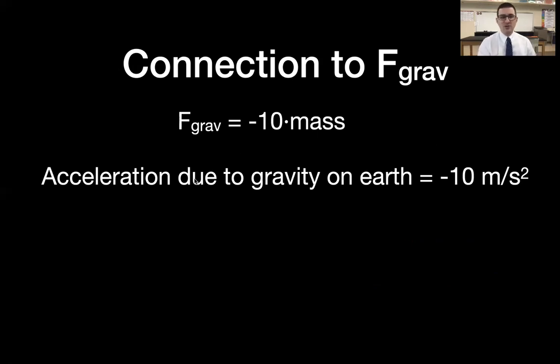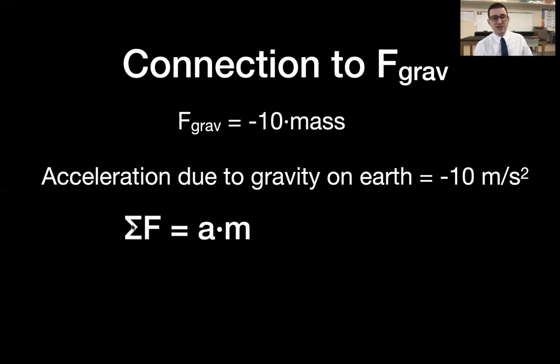And then in the last unit, we found that the acceleration due to gravity for an object that's falling on Earth is negative 10 meters per second squared. Then we asked ourselves, are these two negative 10s the same? Some people said yes, definitely. Some people said maybe, I'm not sure. And some people said no.